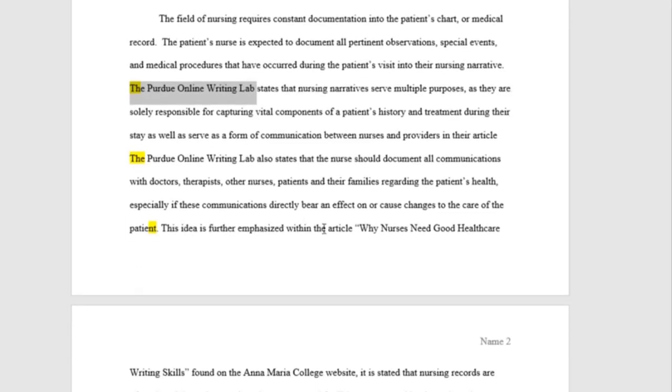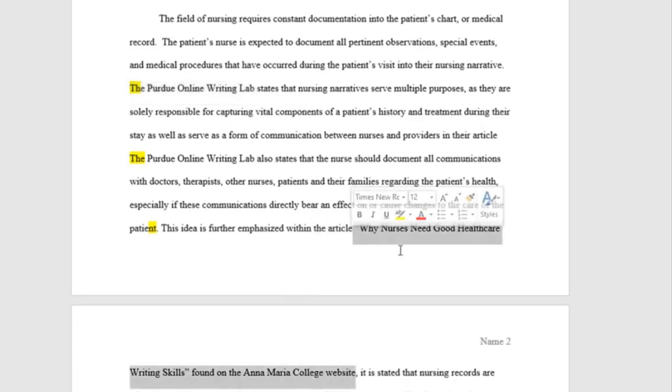This idea is further emphasized within the article, Why Nurses Need Good Healthcare Writing Skills, found on the Anna Maria College website. The reason that this one would count as an in-text citation is because we have the first thing that appears in the corresponding works cited citation. So let me show you those.